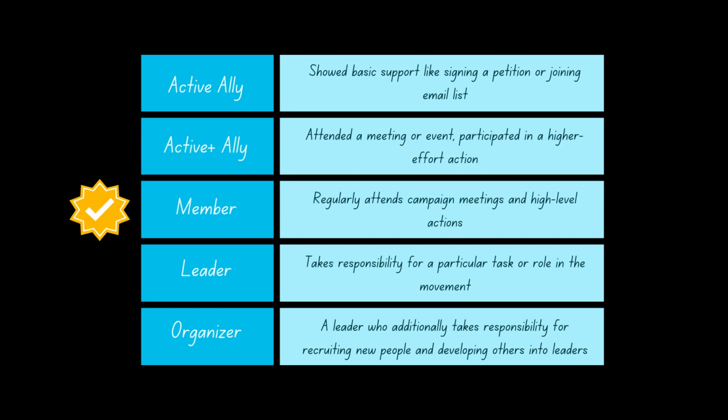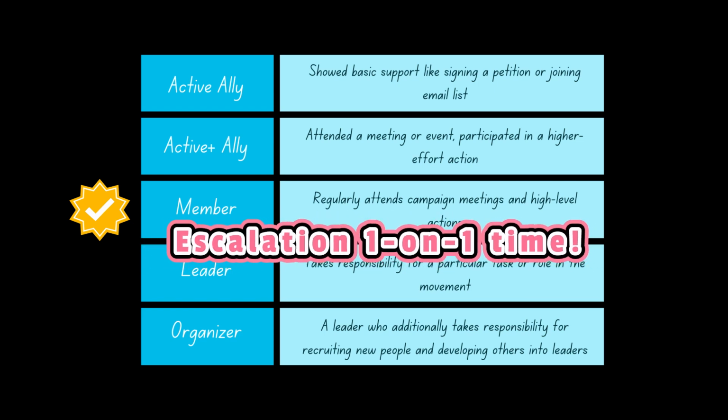Next step up the ladder is a member. So if someone continues coming to meetings and high-level actions consistently, they're now a member of the campaign or organization. Now I'm going to start trying to turn them into a leader. It's probably time to have an escalation one-on-one meeting with them.